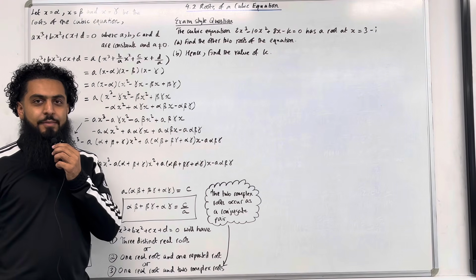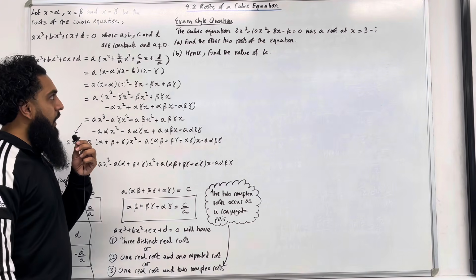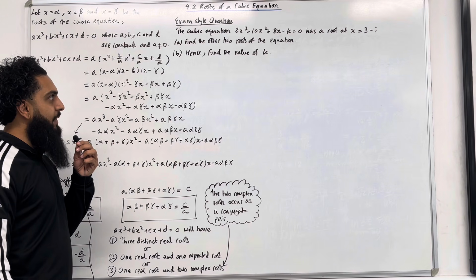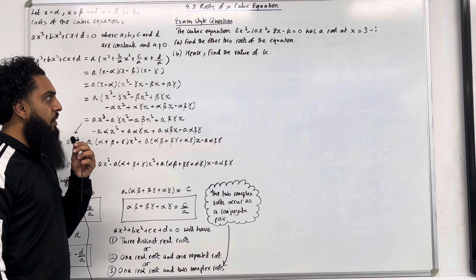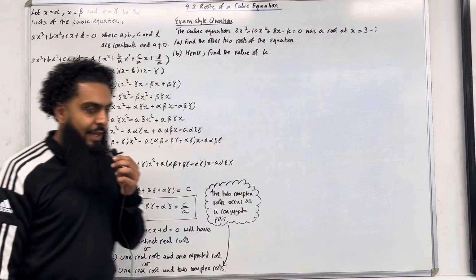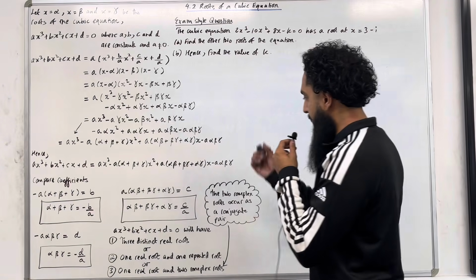Here is the second exam style question. The cubic equation 2x cubed minus 10x squared plus 8x minus k equal to 0 has a root at x equal 3 minus i. Part A, find the other two roots of the equation. Let's have a look at the solution to part A.